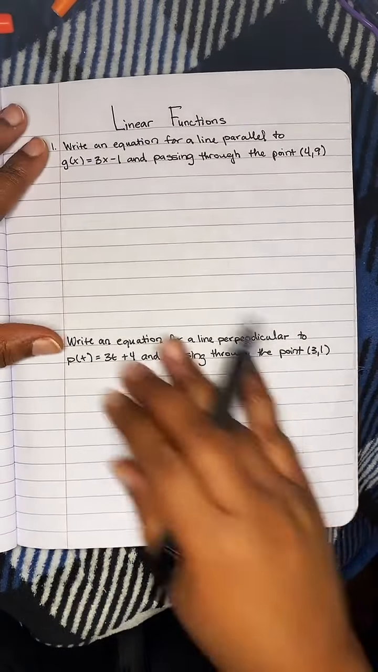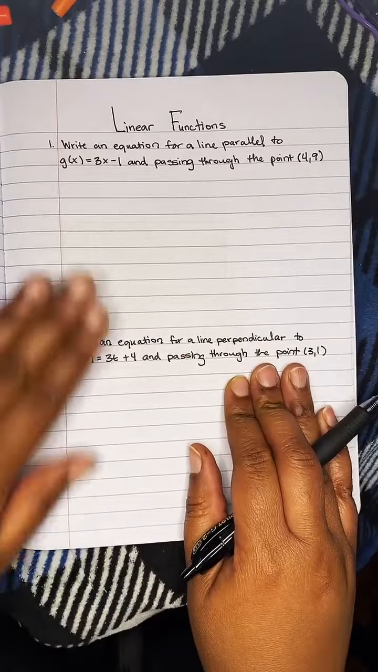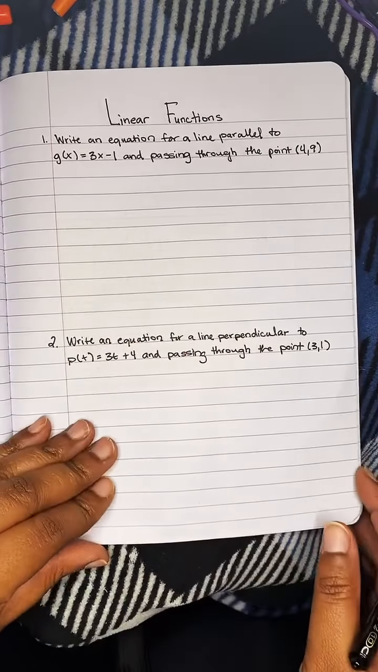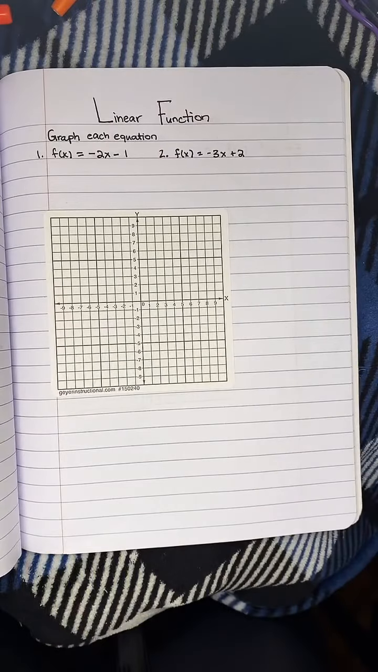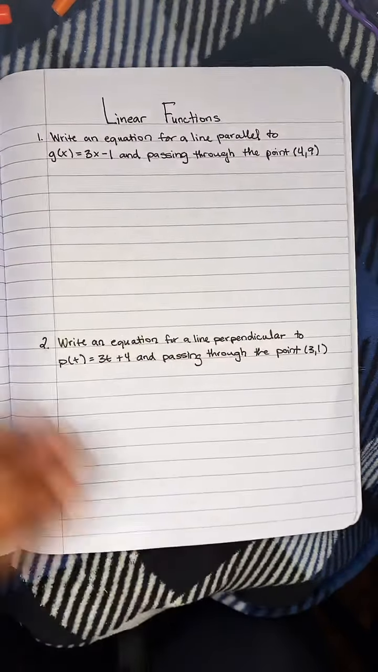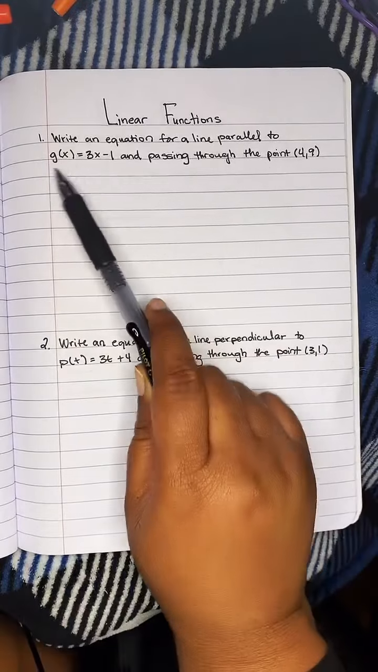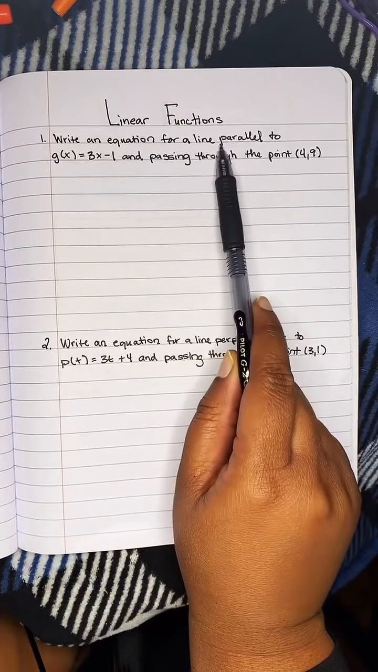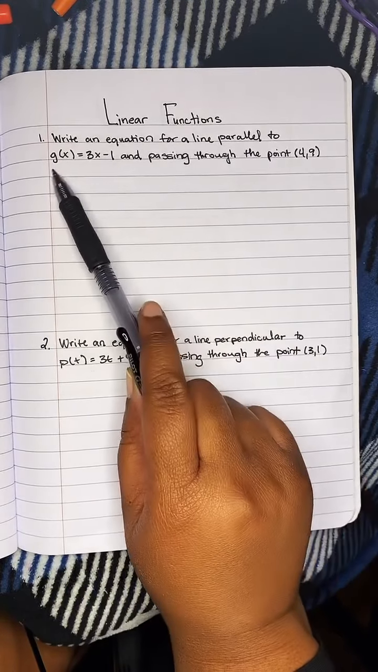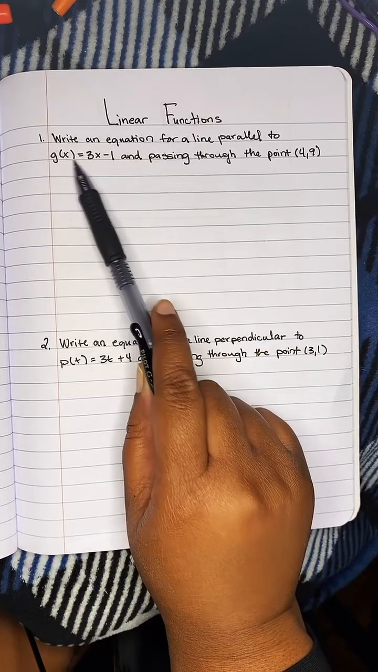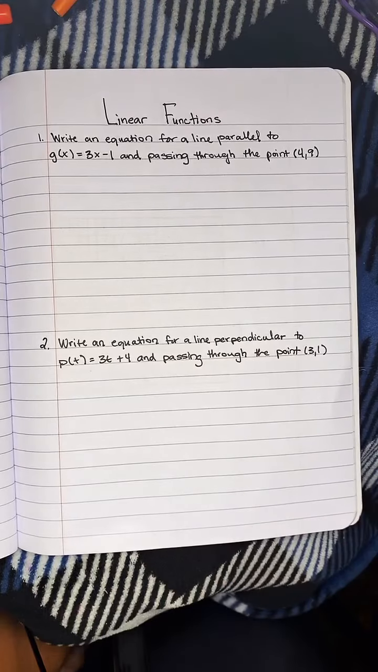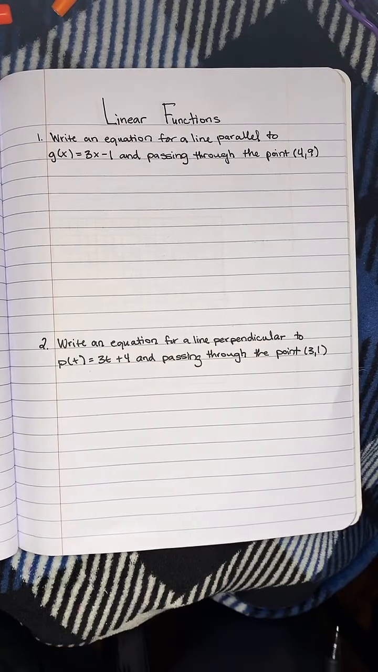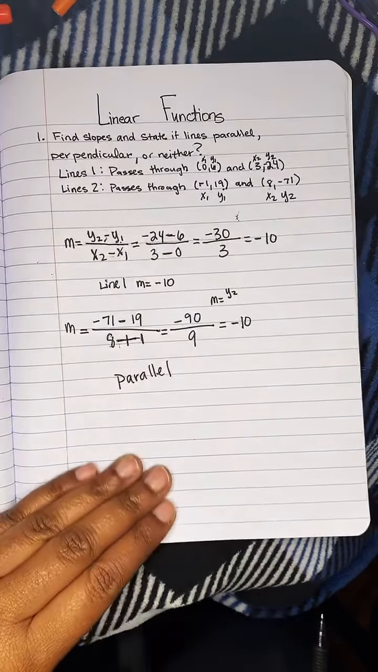All right, so let's jump in. We're going to do some writing equations. And then after that, we're going to practice some real live graphing with functions. It says, write an equation for a line parallel to g of x equals 3x minus 1 and passing through this point. Okay. Somebody said, can you go back, please? Yes, I can go back.